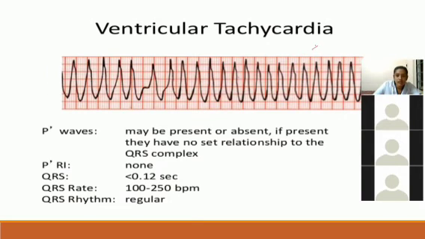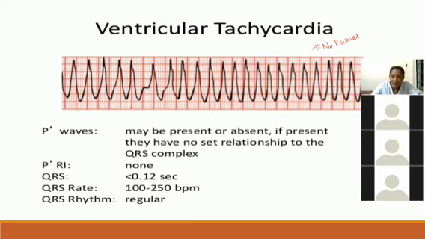So here you can see a P wave can be present or may not be present. I think in this, no P waves are here. You cannot see a P wave here, and there is no set relationship to the QRS. If a P wave is present, or something is happening here, some morphology like that is there.